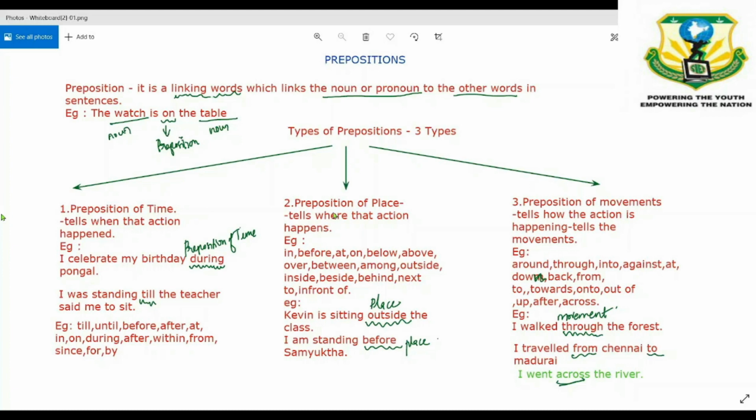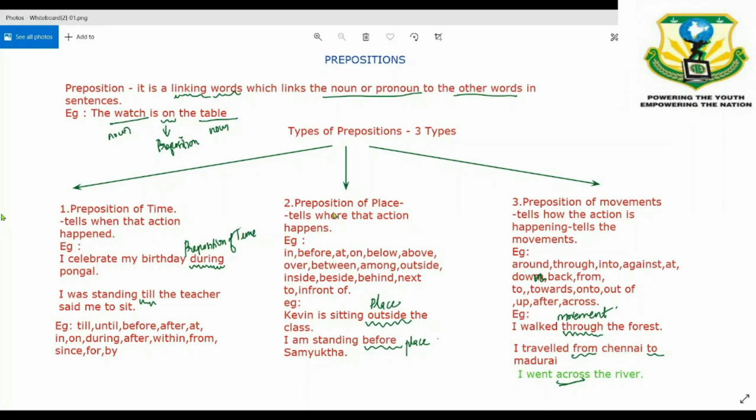Based on the usage, prepositions are of three types. What are the three types? Number one is preposition of time. It tells when that particular action happened. It answers the question, when did it happen? For example, I celebrate my birthday during Pongal. So during is the preposition of time. I was standing till the teacher told me to sit. Till is the preposition of time.